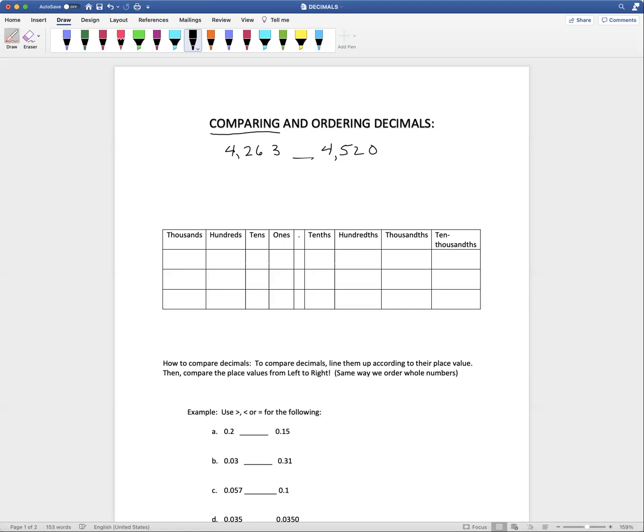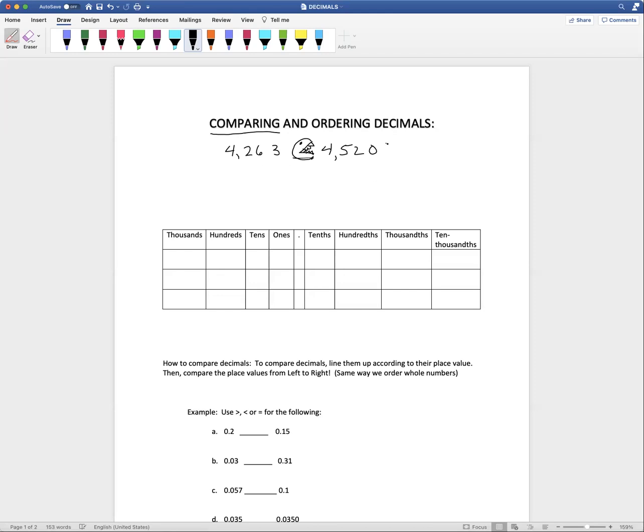Well, let's say them first. 4,263, and this number is 4,520. Now, I think some of you can look at this and say, well, I know which number is bigger. I know that 4,520 is bigger, right? And we use this inequality sign over here to show that this number is bigger than this number. A way we can remember this is that this is like a little Pac-Man, and the Pac-Man's hungry and wants to eat the bigger number, so this number is bigger.